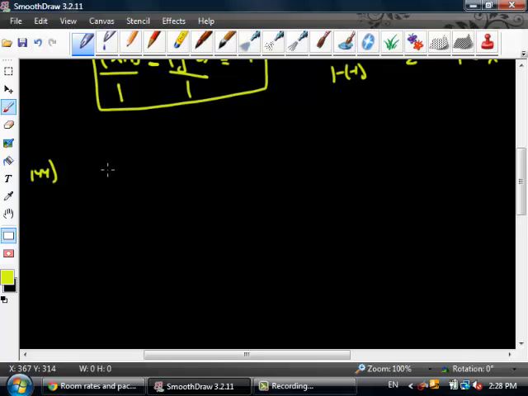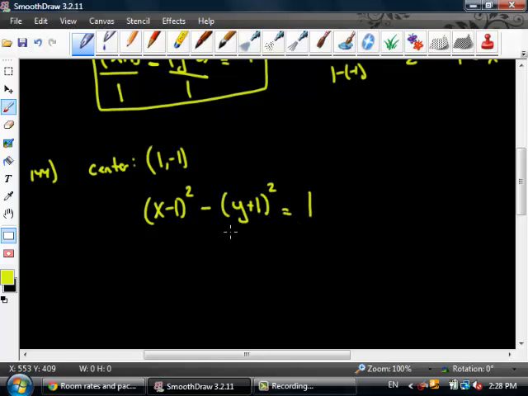Mr. Castle, can you tell us what is the center of that hyperbola? It is 1, negative 1. So, based on the fact that it is a side-to-side hyperbola, who can raise their hand and start us off on writing the top half of that equation? Kylie, what is it? X minus 1 squared minus y plus 1 squared equals 1. Sounds good to me.